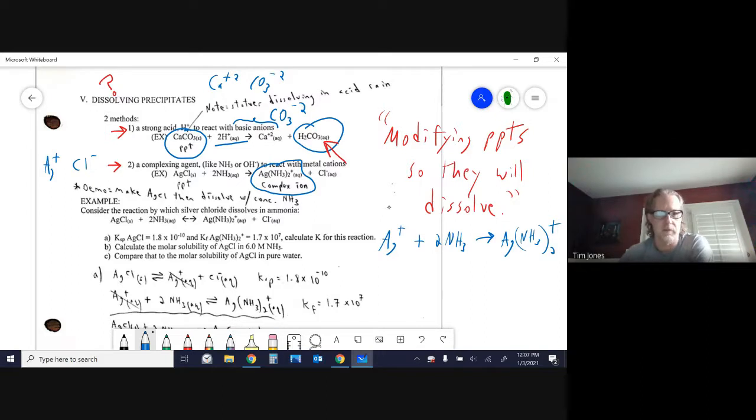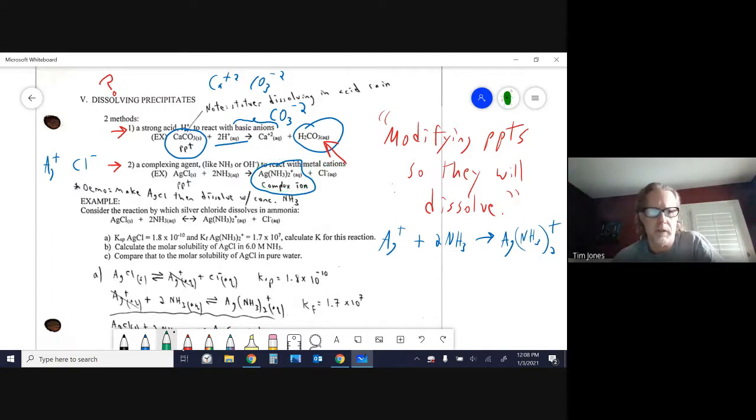That you can't do that very well. What we're doing is we're modifying the silver into this complex ion here again, and we're going to dissolve that in chloride ions. So it's important to notice this modification that we're making.